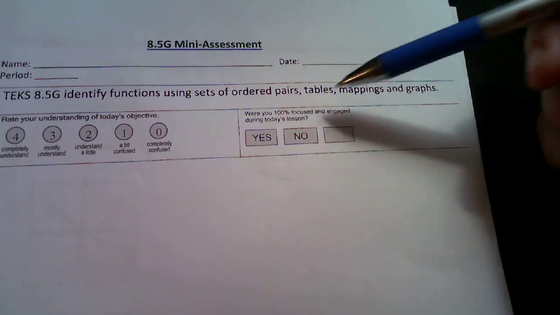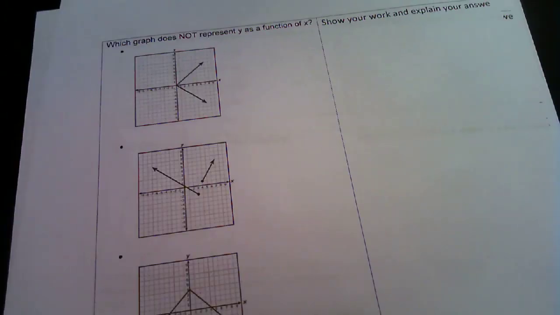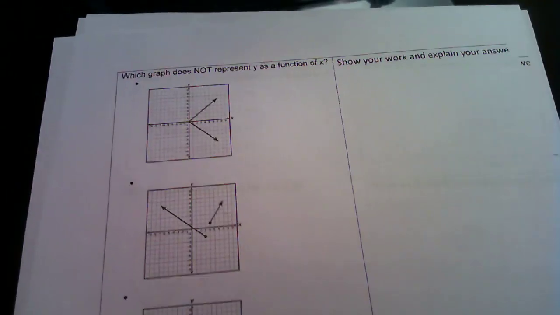Function mini assessments. We're going to identify functions using sets of ordered pairs, tables, mapping, and graphs. That's our 8.5G. First question. Which graph does not represent a function? Function means x can only be used one time. And since we're talking about a graph, we're talking about our vertical line test.